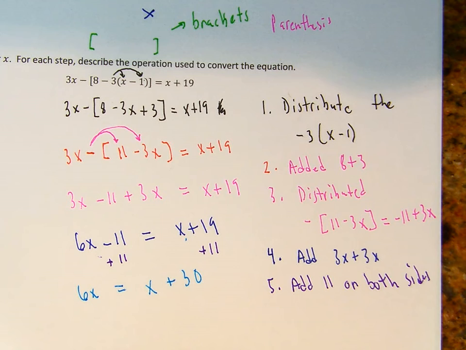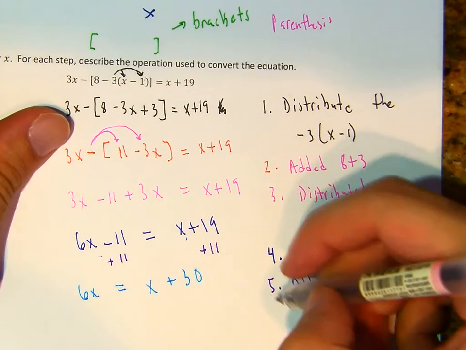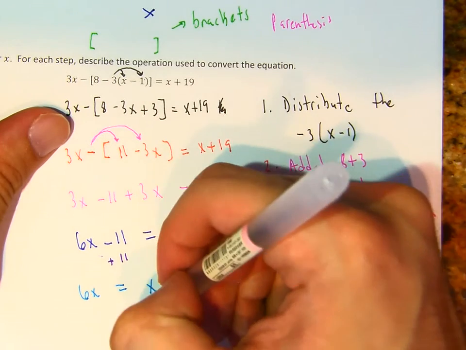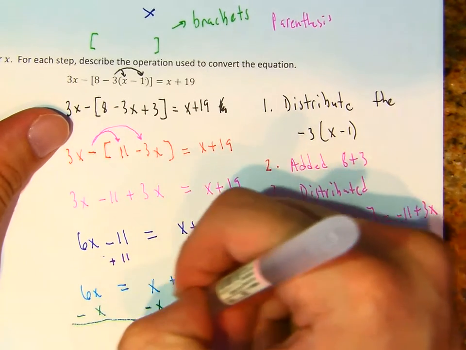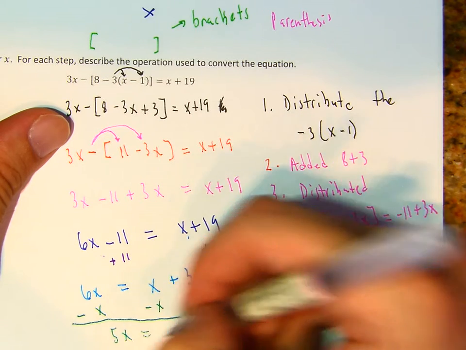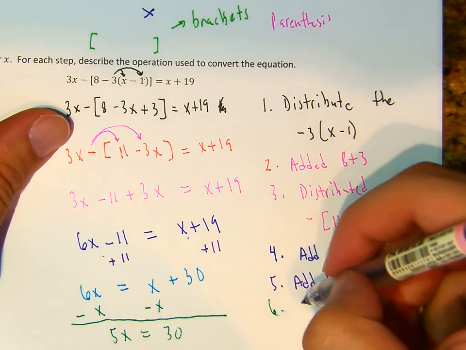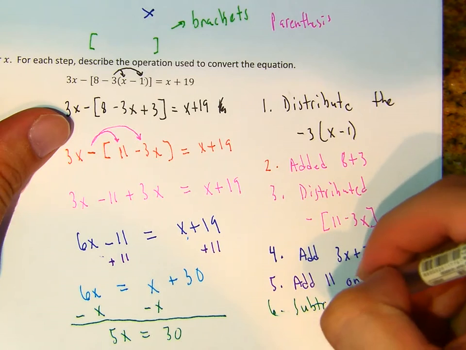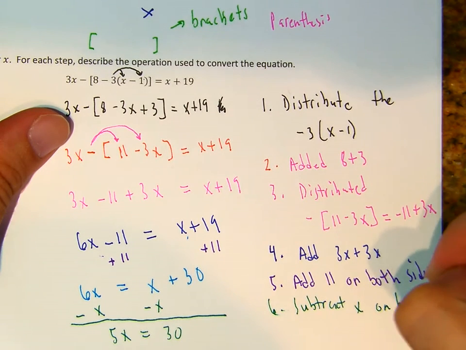Now, pause the video, try and think what's the next move, right? Try and do it on your own. So here, next one, number 6, we're just going to subtract x. And now we have 5x equals 30. So here we subtract x on both sides.